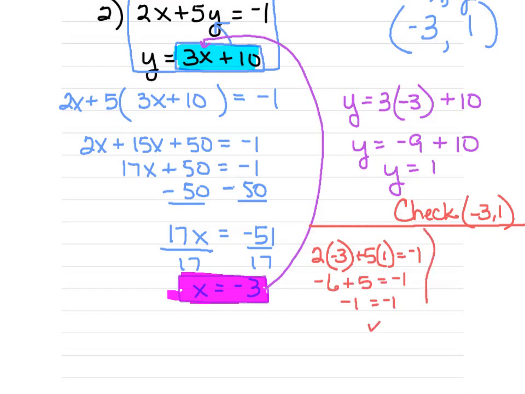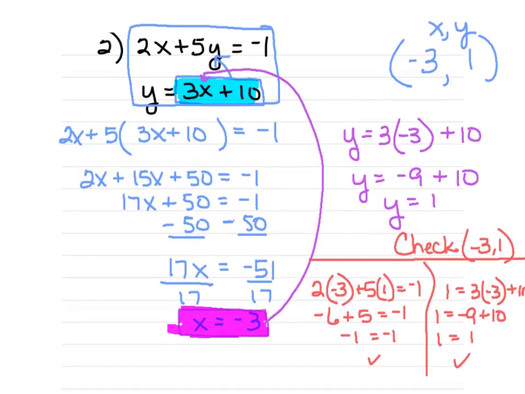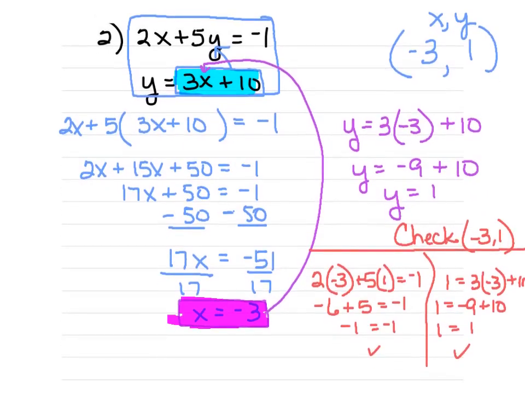Now let's try the second equation. Y, which is 1, is equal to 3 times -3 plus 10. 1 equals 3 times -3 is -9 plus 10. 1 equals 1, and that one checks. So it's really important for you to know that you can always go back and check the ordered pair to make sure that it is the correct solution to this system.